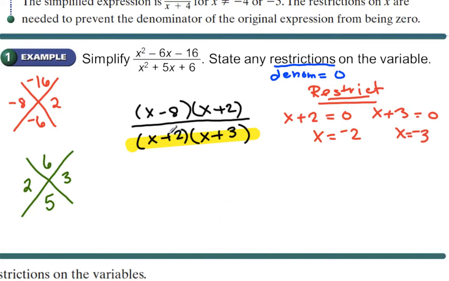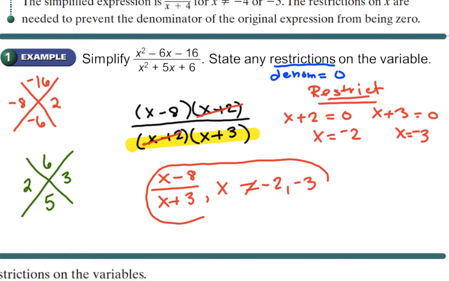Okay, now we look in here and see if there's anything we can cancel out. x plus 2 and x plus 2 are common, so now we're left with x minus 8 over x plus 3, where x does not equal negative 2, negative 3. And this would be your final answer. Okay, so not hard, but definitely you have to go through a process to make sure you get everything.